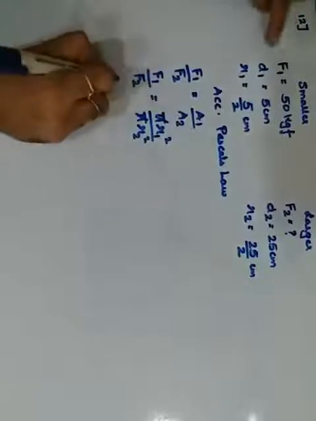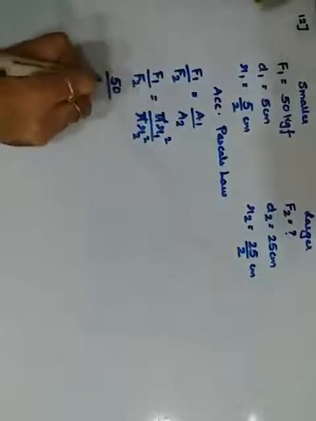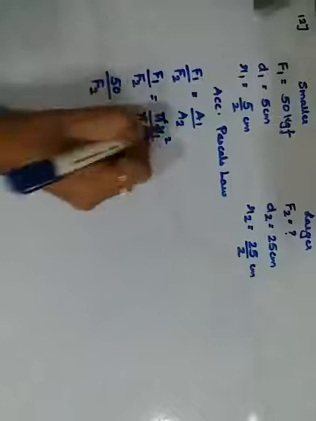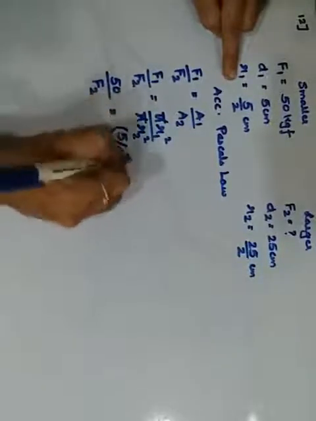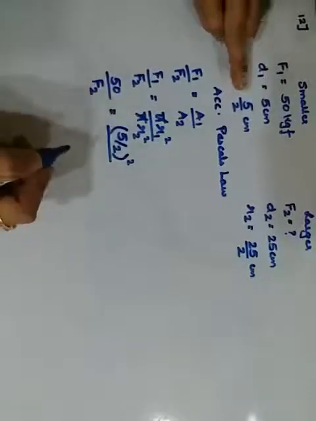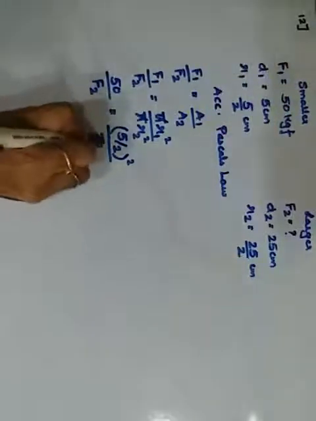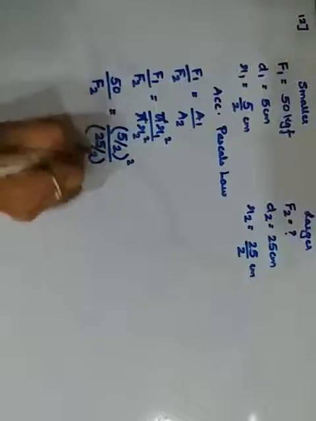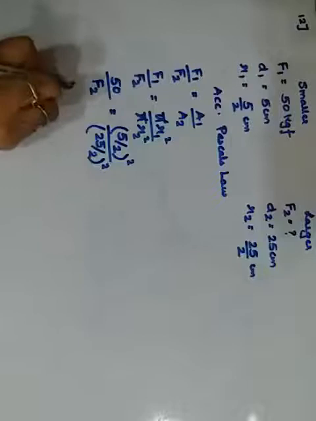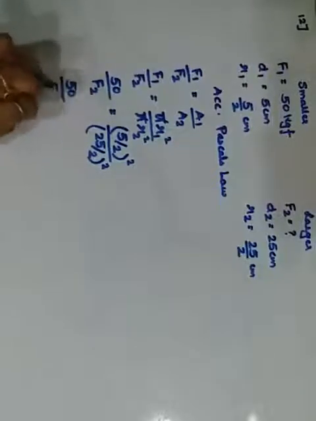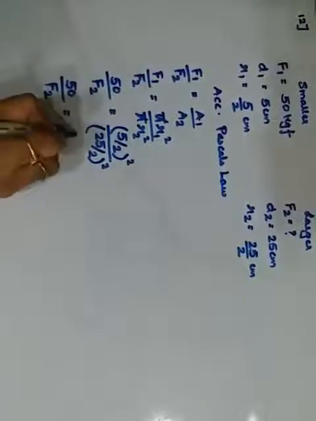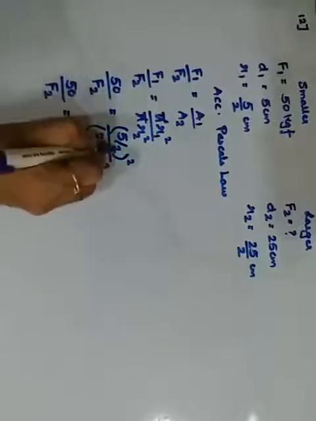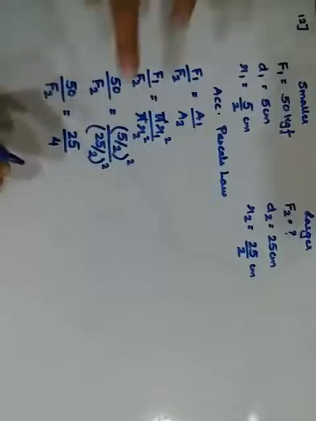Okay, F1 is 50 kilogram force. F2 I want is equal to r1 square. R1 is how much? 5/2 the whole square upon, में R2 that is 25/2 the whole square. See to it how am I solving. Okay, 50 remains as it is, F2 remains as it is. This is your 5/2 square. 5 square is 25, 2 square is 4. Okay, ये मैंने न्यूमरेटर लिखा है.